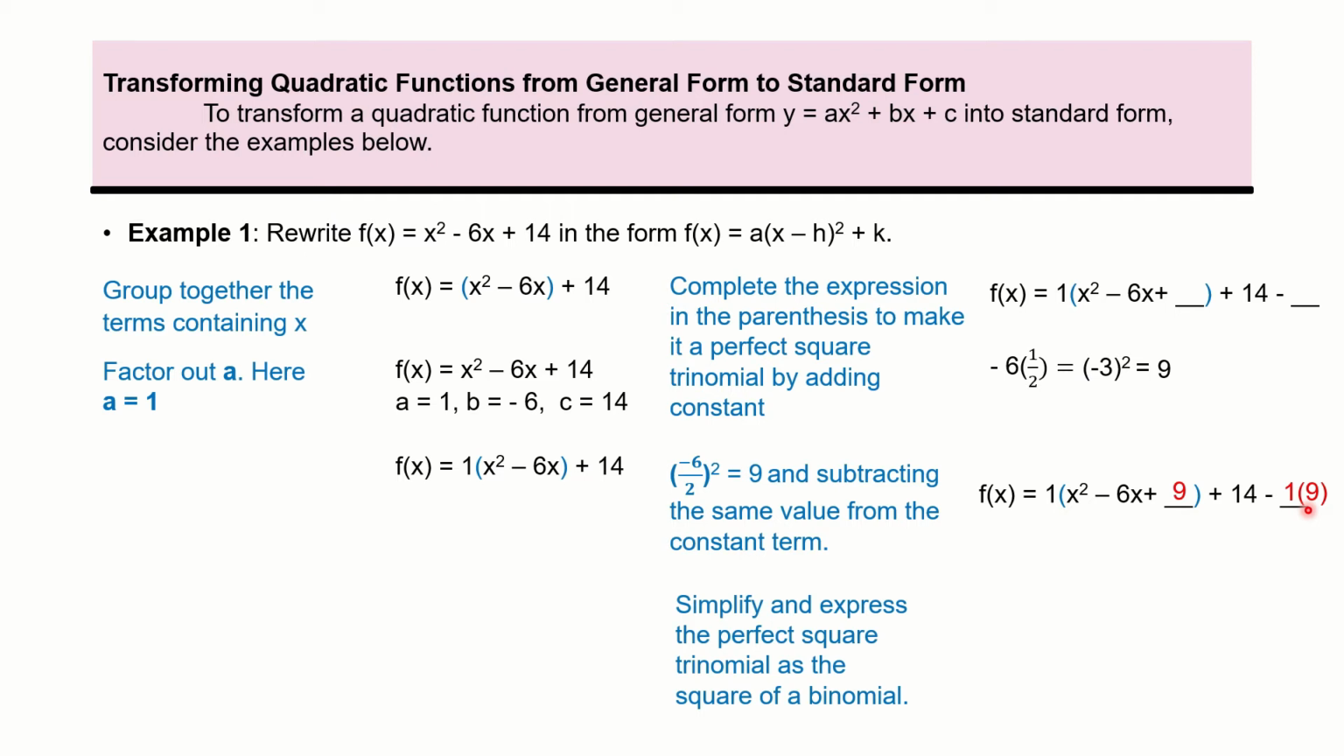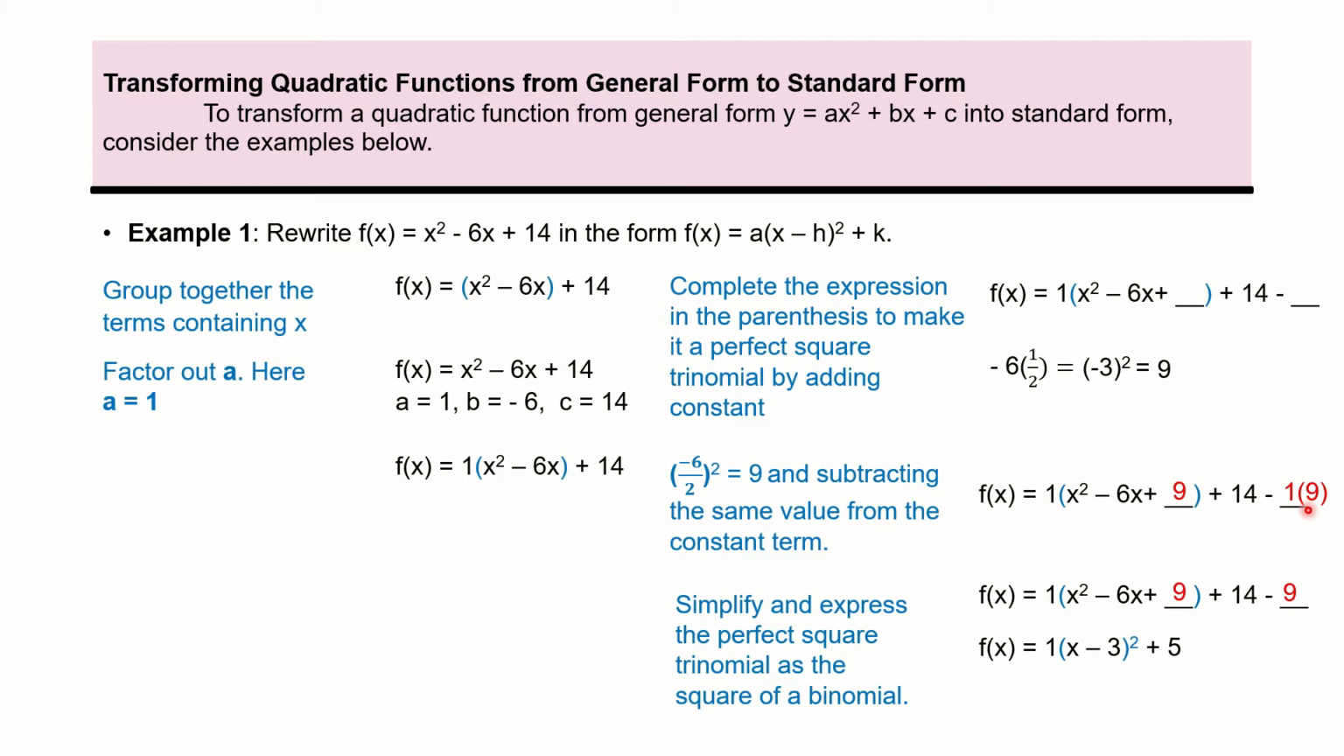Then we simplify the expression and express the perfect square trinomial as a square of a binomial. To do that, we're going to first simplify the equation. We now have f of x equals 1 times the quantity x squared minus 6x plus 9, plus 14 minus 9. That's now equal to 1 times the quantity x minus 3 squared plus 5.